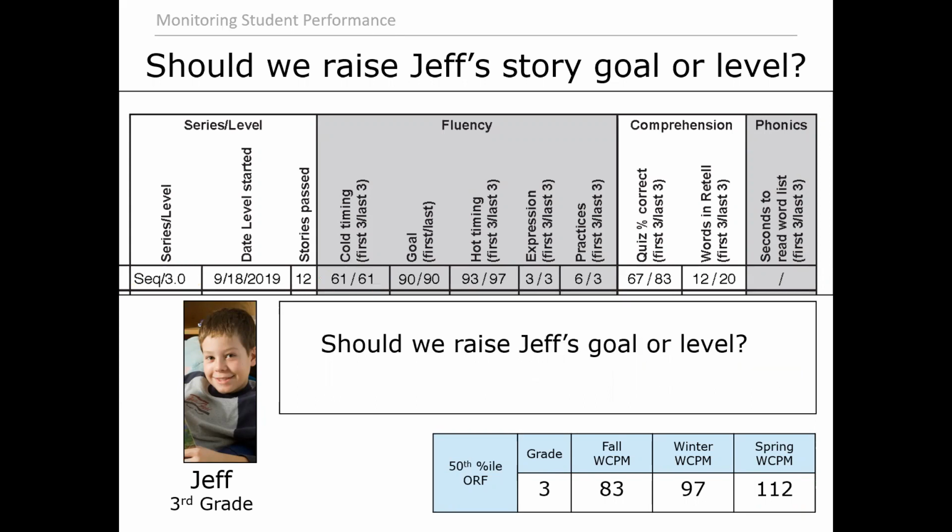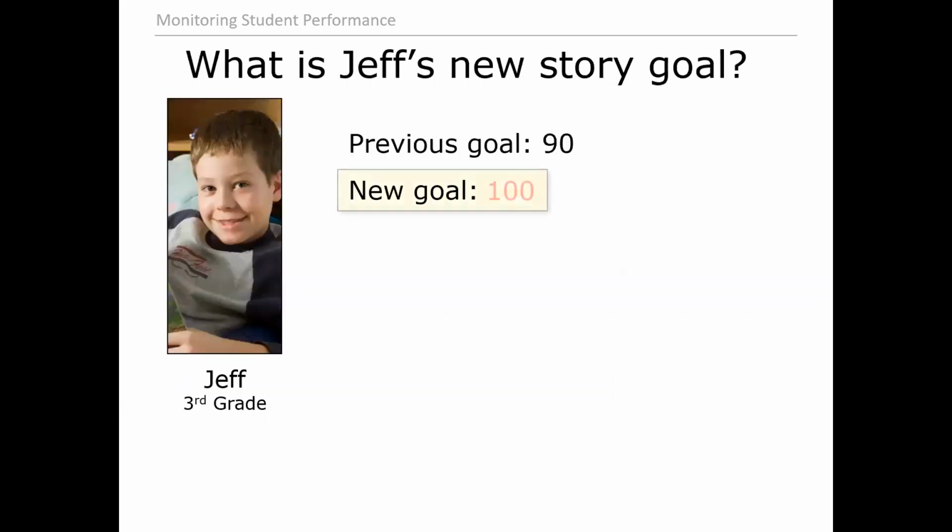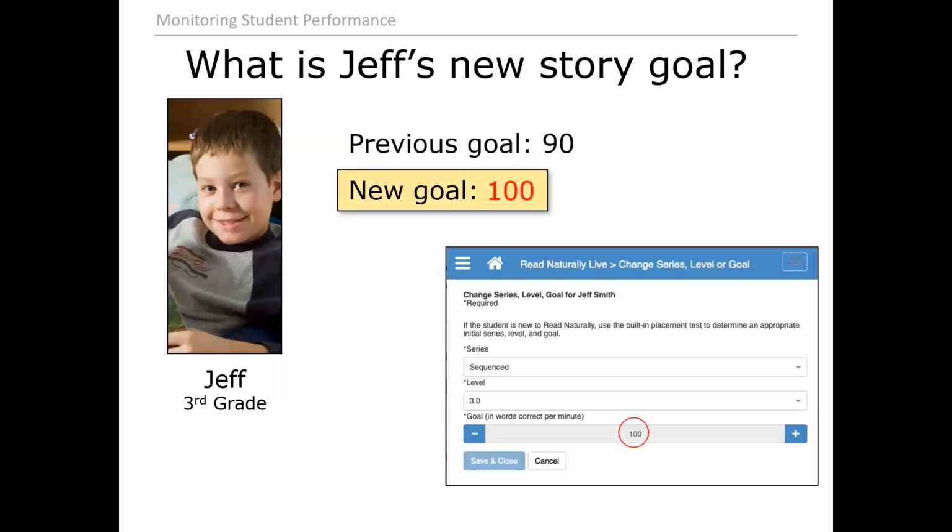When a student is closer to their level, that means you have the luxury to focus more on rate. You don't have to be quite as worried about vocabulary and content. So in this case, I would raise Jeff's goal. His current goal is 90. I would bring him up to 100, and I would make that change in Read Naturally Live like I showed you before.